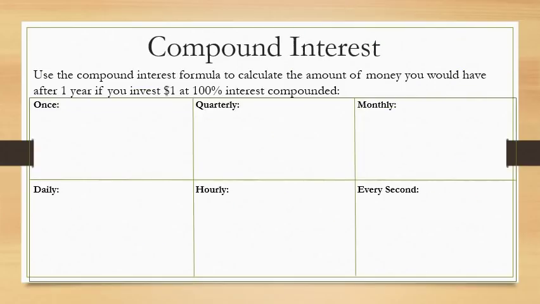Let's use this formula to calculate the amount of money they would have after 1 year if you invest $1 at 100% compounded all of these different times. I'm going to do the first one or two, and then what I'd really appreciate you doing is pausing the video and working out the other boxes yourself, just to get good practice with this formula and how it works.